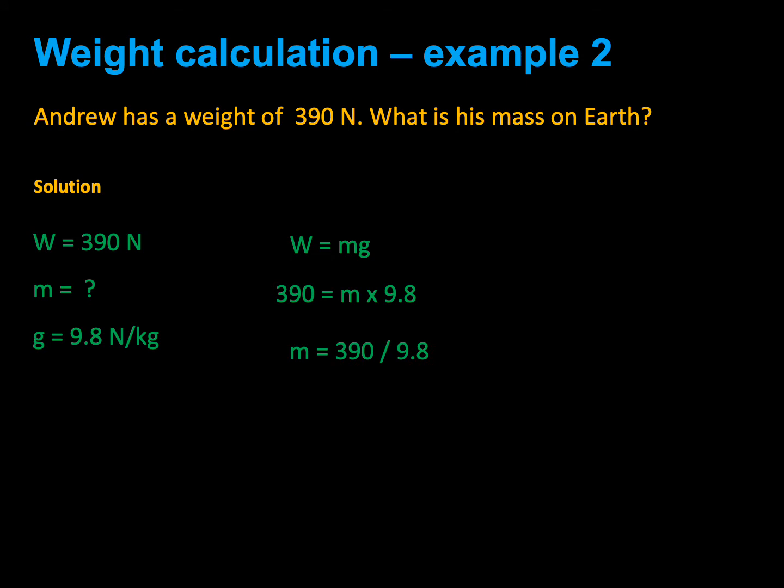Now make sure you can do that rearrangement. This often causes trouble. You've really got to get that rearrangement subconscious. You need to be able to do it without thinking. Keep practicing to do that. And you get the mass is 39.8 kilograms, and it's good form just to put that in a short sentence. So Andrew's mass on Earth is 39.8 kilograms.